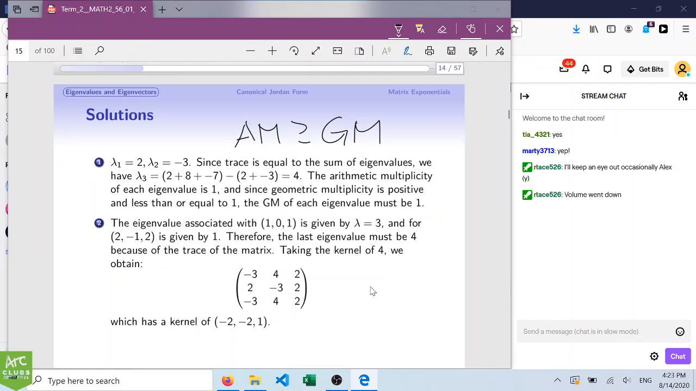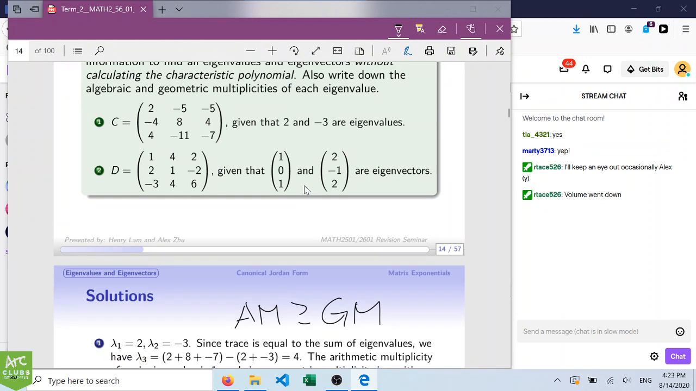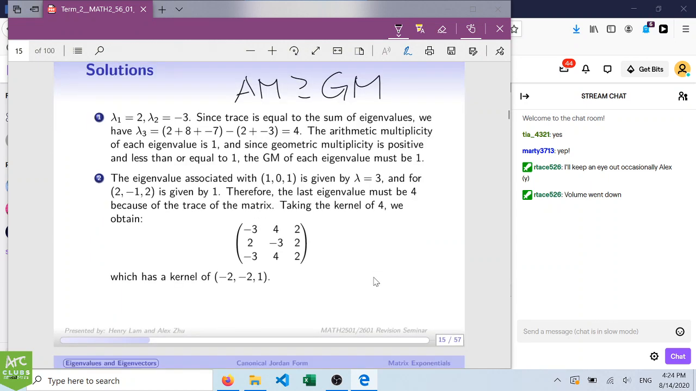So, to find the eigenvectors and eigenvalues, it's pretty much using just the 3 things that you really need. It's the characteristic polynomial, trace, and then using AM greater than or equal to GM. All right, and just understanding the definition, A times V equals lambda times V.